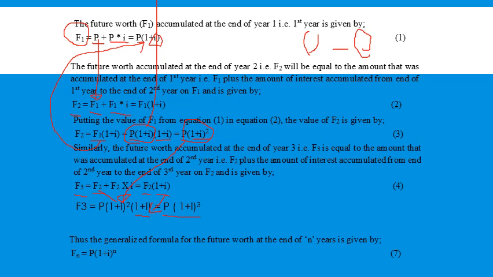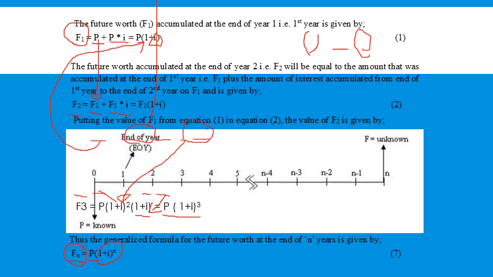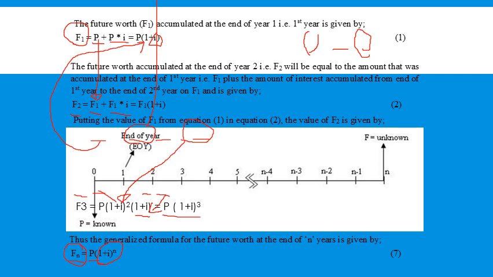Now I derived the relationship between future worth F and the present worth P. The single payment compound amount factor: Fn is equal to P into (1 plus i) to the power of n. Here this bracketed amount, (1 plus i) to the power of n, is termed as single payment compound amount factor. This is what we need to know. For this entire cash flow diagram, for known P, F is given by P into (1 plus i) to the power of n.